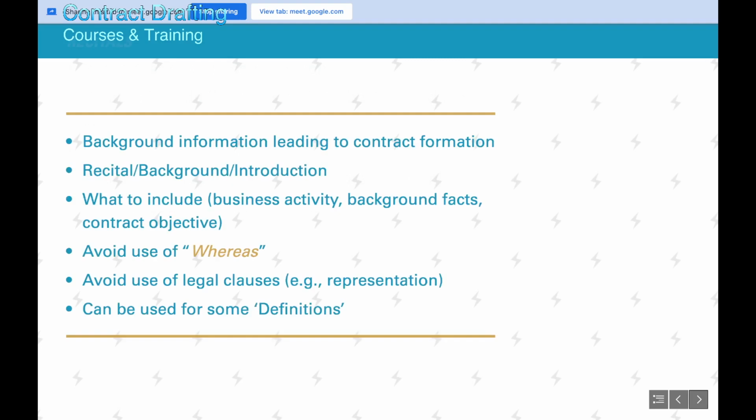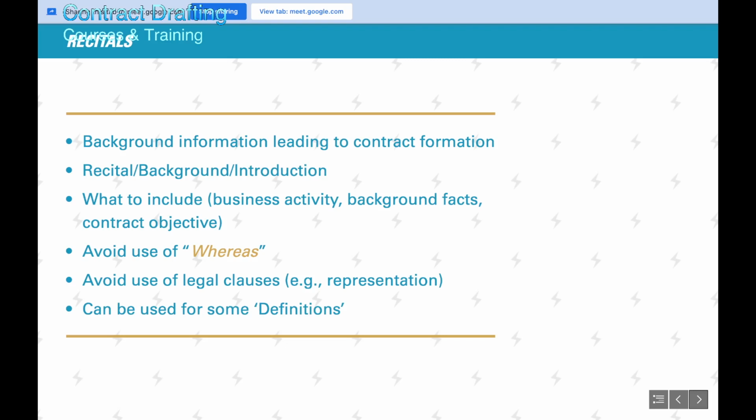In the recital section or the background of the contract, we have to specify how parties arrived at the transaction. What is the information which led them to the current contract formation? It can be recital, it can be a background, it can be an introduction. So heading is immaterial, but basically you have to include the information about the transaction.